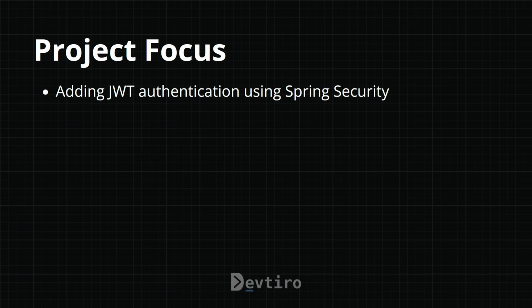Now, in this project, we're going to focus on adding JWT authentication with Spring Security, using Project Lombok, and using MapStruct. And we're going to implement the project following this plan.